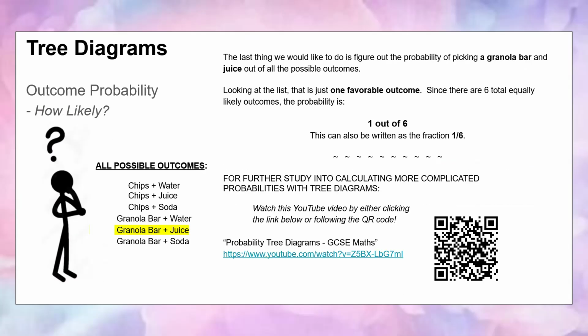The last thing we would like to do is figure out the probability of picking a granola bar and juice out of all the possible outcomes. Looking at the list, that's just one favorable outcome. Since there are 6 total equally likely outcomes, the probability is 1 out of 6. This can also be written as the fraction 1 over 6.